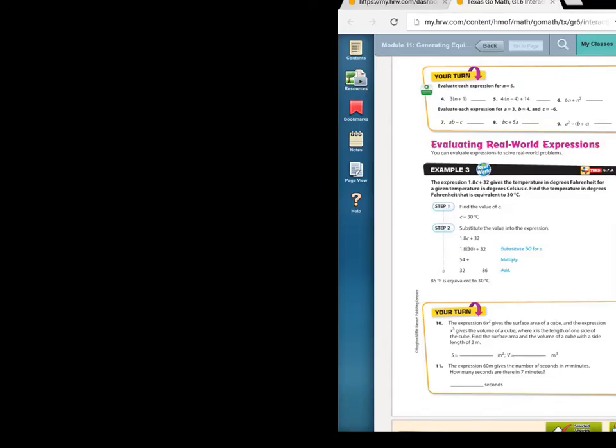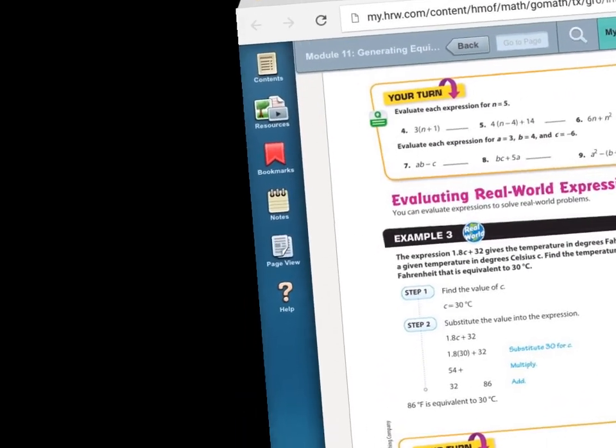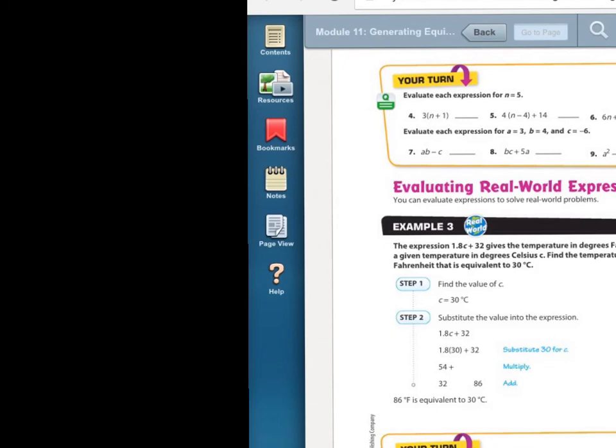Continuing on in your notes, let's go ahead and do these 6 problems. In each problem, n is going to equal 5. So for number 4, it says 3 and then n plus 1. And we're going to take out the n and put a 5. And then please excuse my dear Aunt Sally.